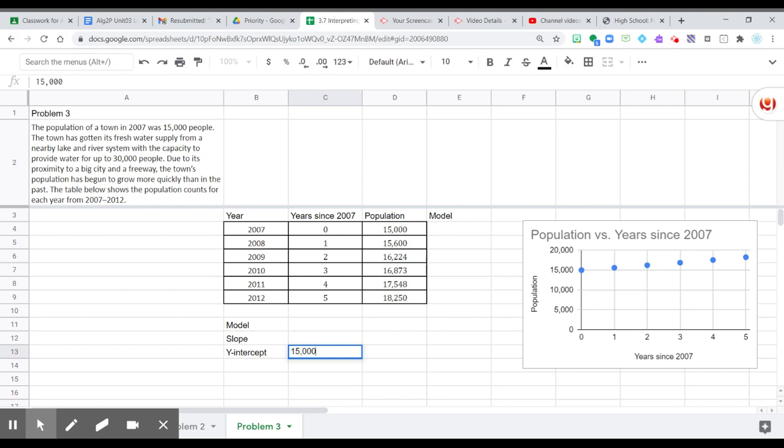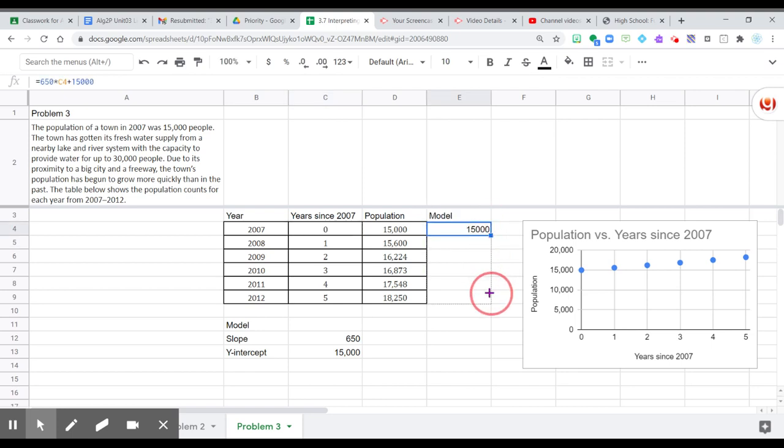The slope is the change in y over the change in x, or the change in population over change in time. So the change in population in the year 2012 was 18,250 minus the 15,000 people who were there to begin with, all divided by 5 years that have gone by. So that means our slope should be about 650. So our model is going to be equal to 650 times the year since 2007 plus 15,000.